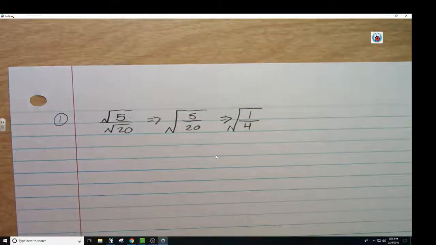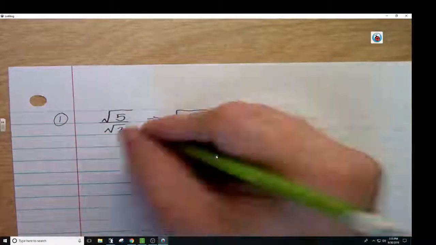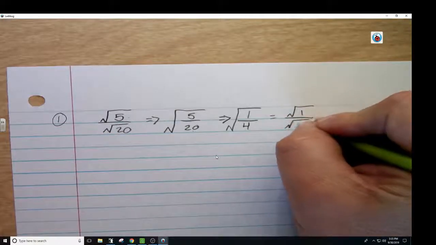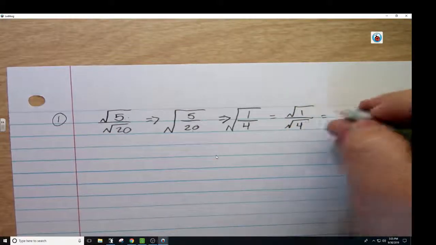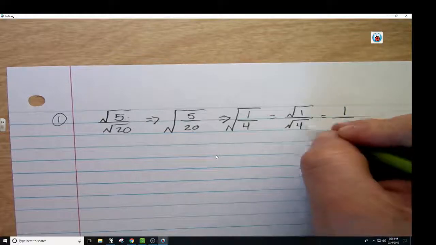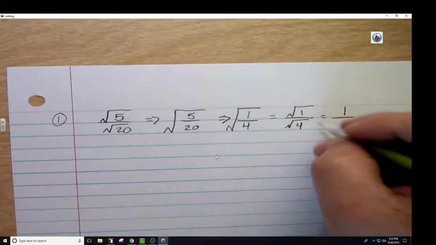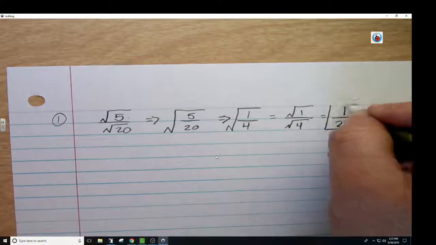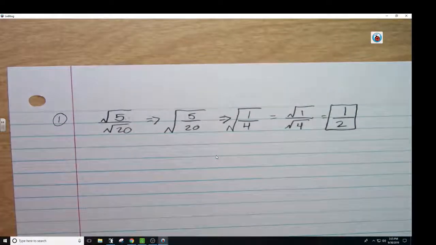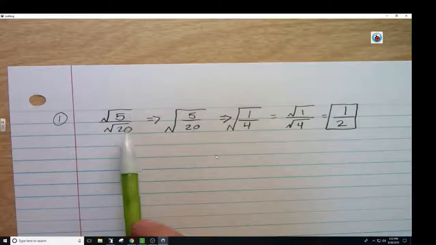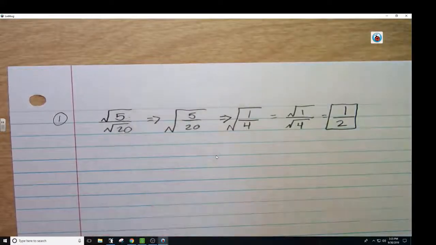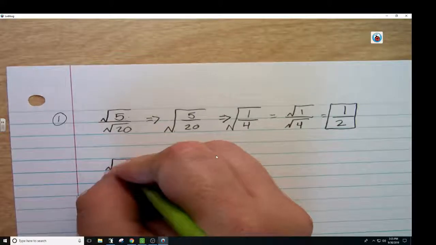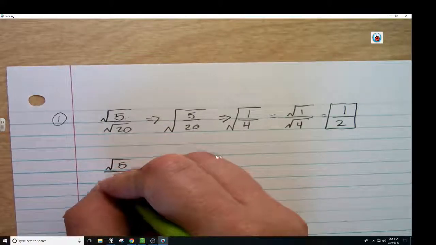All right, now I can rewrite that back the way it was. Square root of 1 over the square root of 4. Okay? Now, square root of 1 is just 1. You should know by now, but the square root of 4 is a perfect square. That's 2. That's your final answer. Now, you can do this by rationalizing the denominator. I'll show you how to do that if you like. You can choose which way you like better.